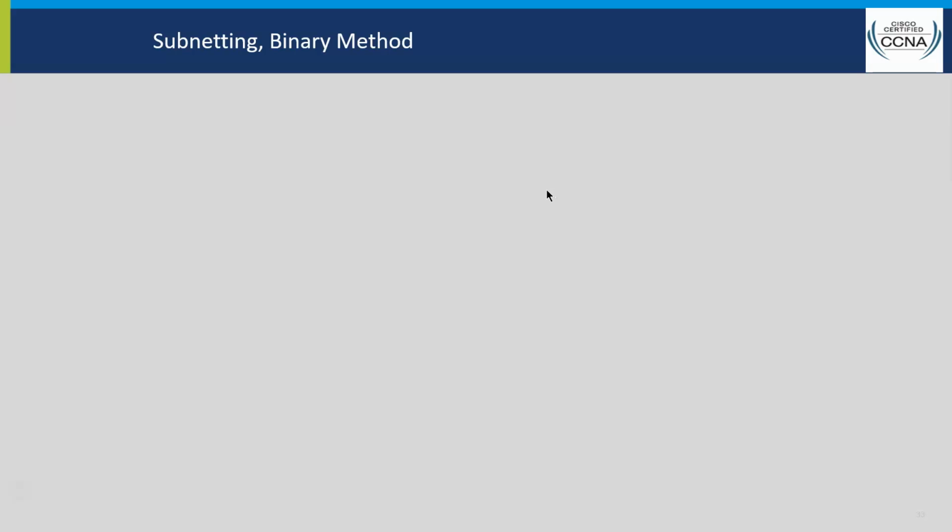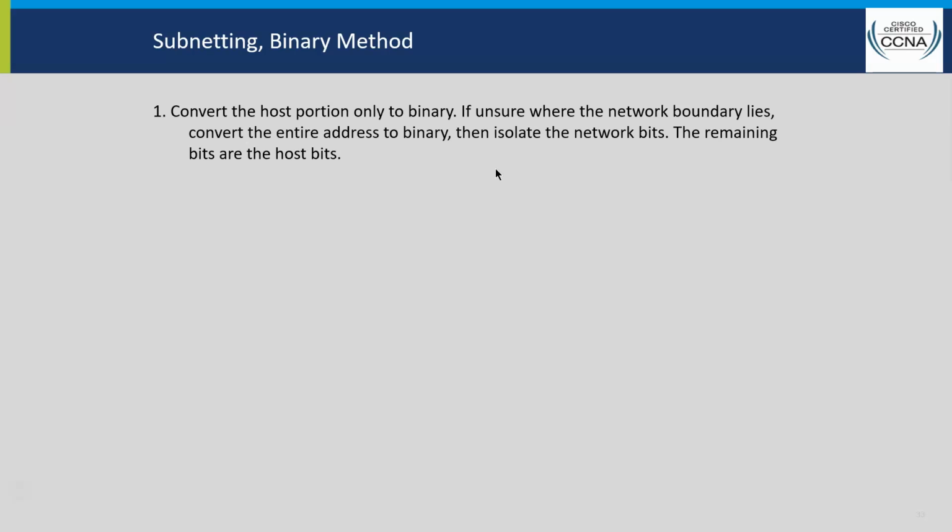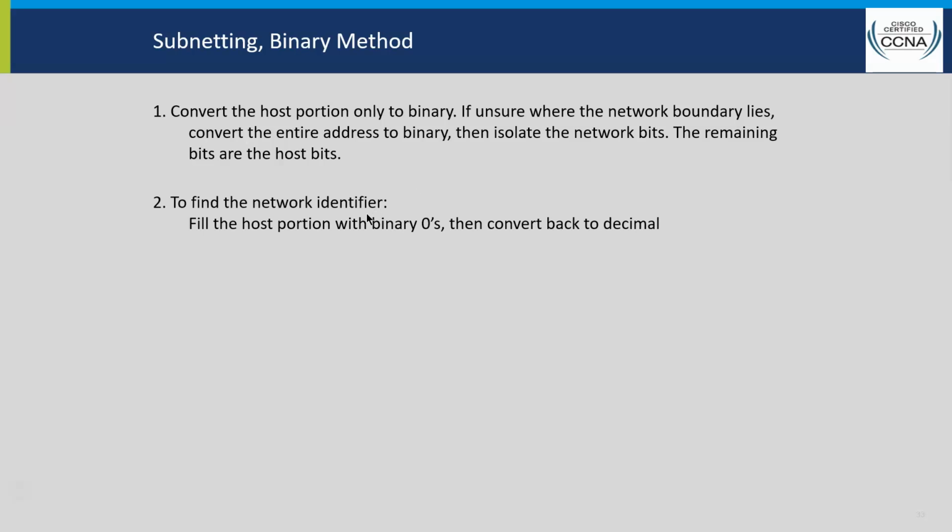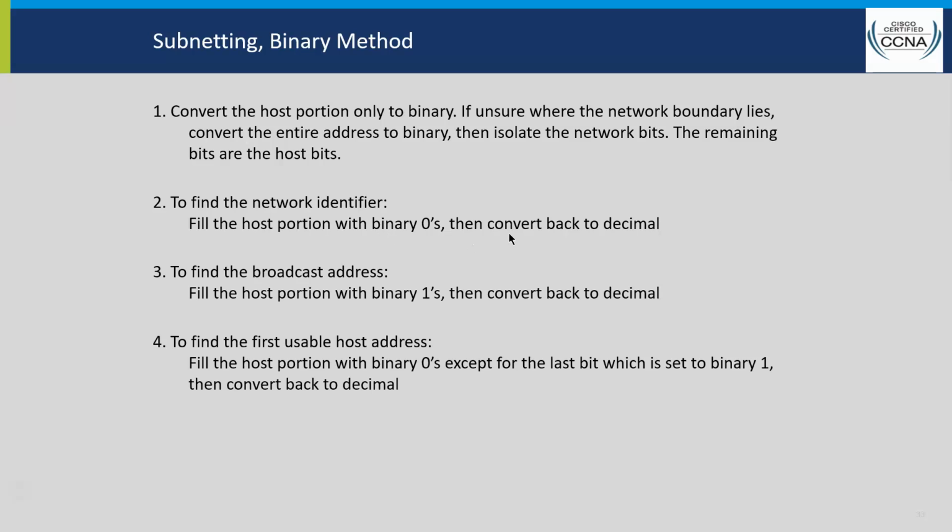So now that we've done that, and we've looked at the binary method, maybe I can just go through these real quick. Convert the host portion to binary. When we do that, define the network identifier, the host portion with binary zeros, and convert it back to decimal, the things that we just did.